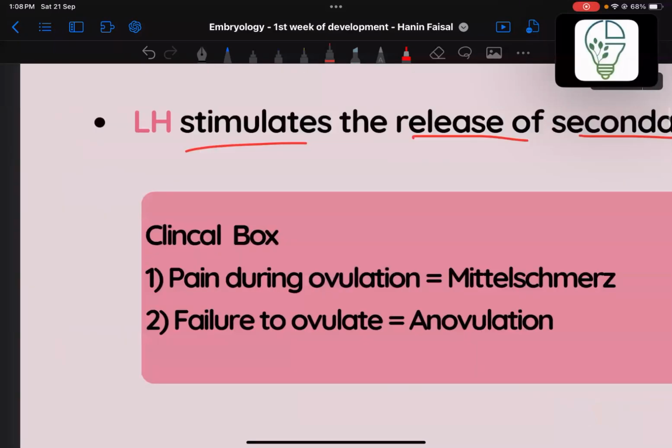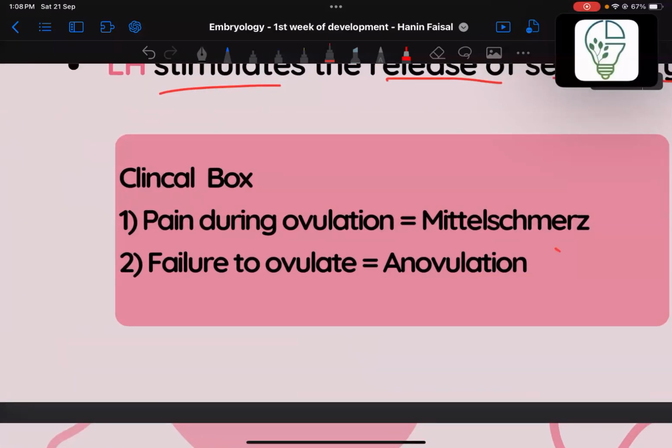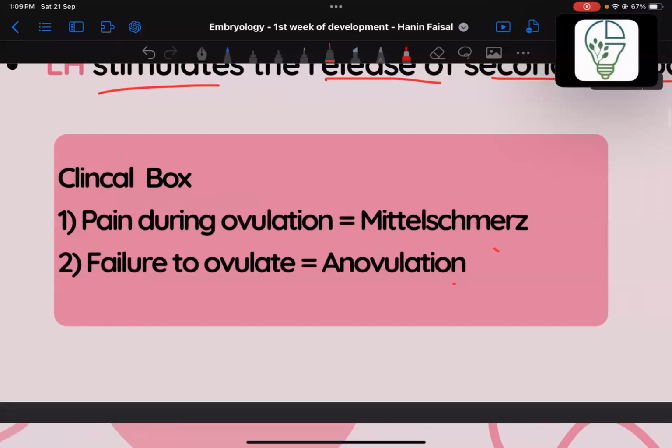In the doctor's slides, he mentioned those two clinical names. I don't think it's really important for you right now. You'll take it more in Repro. However, if you see it in a clinical scenario, to understand it, I put it. Mittelschmerz, which is the pain during ovulation. And if there's failure to ovulate, it's called anovulation. Again, just memorize that anovulation is the failure to ovulate, and Mittelschmerz is the pain that happens during ovulation.